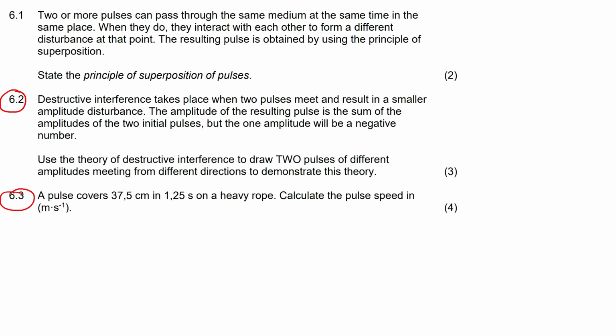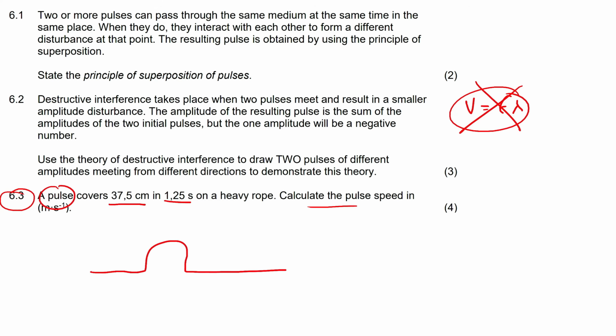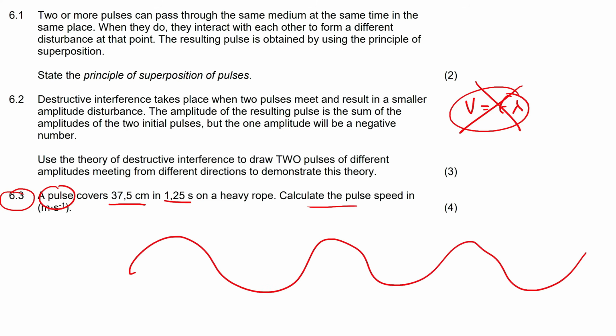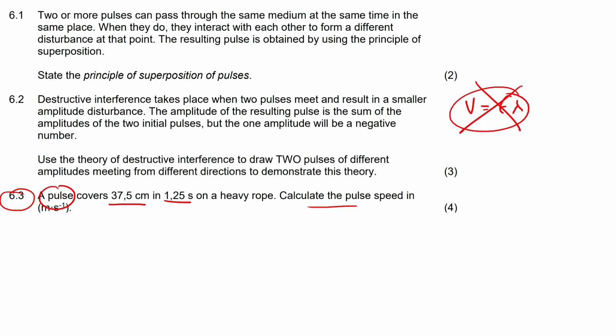This one says that a pulse covers a certain distance of 37.5 centimeters in 1.25 seconds. Calculate the speed. So when we talk about pulses, we don't use this formula, because that's only when it comes to waves. But a pulse is just a single one. That is a pulse. A wave is when you have this. Okay? So when it comes to a pulse and you want to work out speed or distance, then we use the distance, speed, time formulas. Okay? So they want us to calculate the speed. So we know that speed is equal to distance over time.